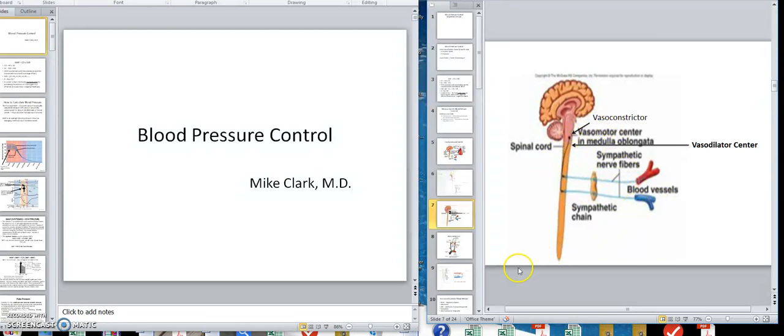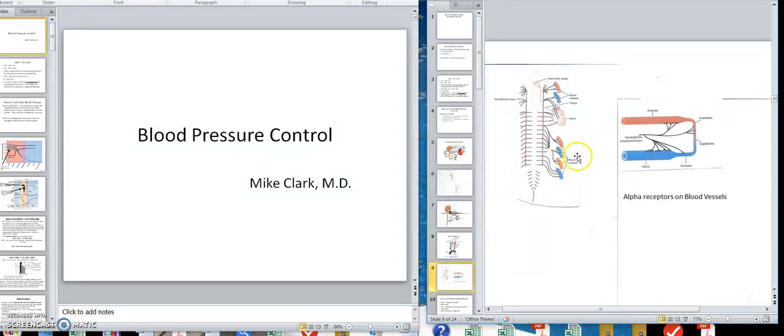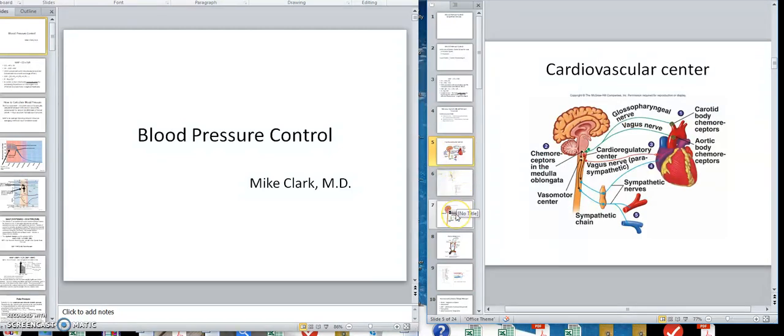Okay? When it does that and goes to the blood vessels, this is how it would go to the blood vessels, those nerves. Now, remember we talked about this with norepinephrine, epinephrine. With the heart, it was beta 1. Norepinephrine and epinephrine work on alpha and beta receptors. Alpha receptors are on blood vessels. Okay? That's what's on blood vessels. All right. So, we go further.